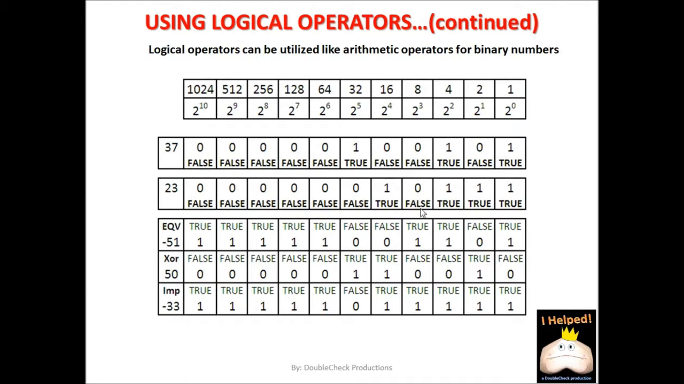True, and look, both of these are false. They're both equivalent. These are not equivalent because one is different. And we go down each digit. What we end up with is 37 equivalent 23 equals negative 51.